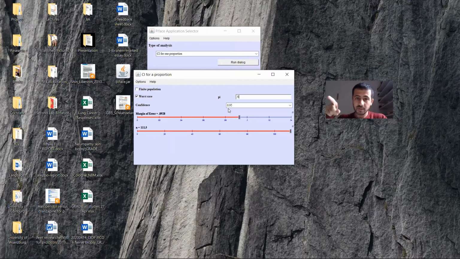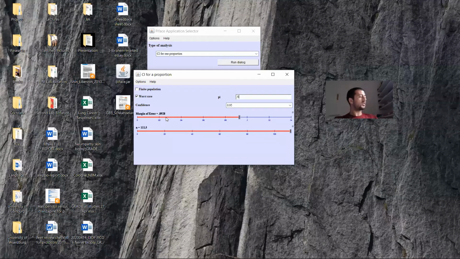When I go to the same person and tell him I have the same proportion, 75%, but my confidence interval is just from 70 to 80, does that make any difference in your mind? So the width of this confidence interval is expressed here by the margin of error.